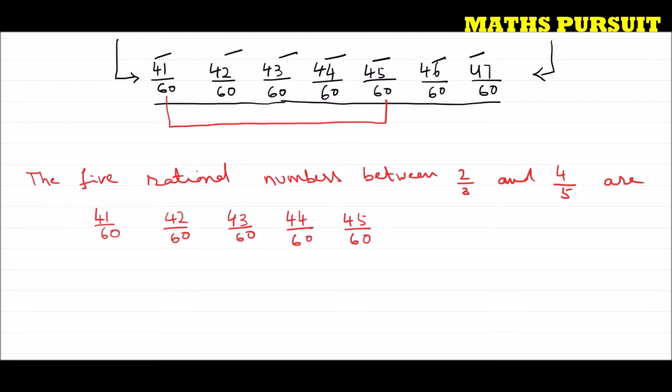If we mention them here, the answer is not going to be wrong, but still let us see if we can simplify them further. 41 upon 60 we can write as it is. Now 42 upon 60 can be written as, how can we write? 2 2s are 4, 2 1s are 2, and 2 30s are 60. So this is what we can write.